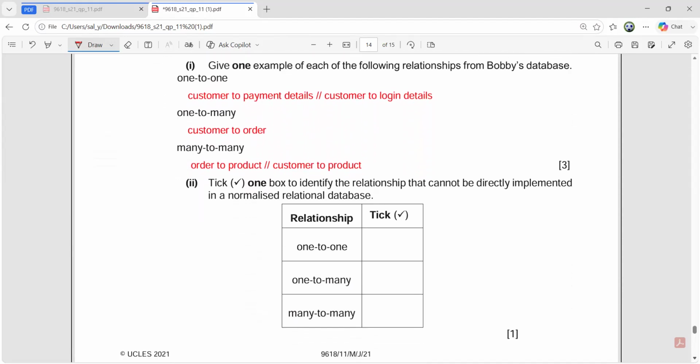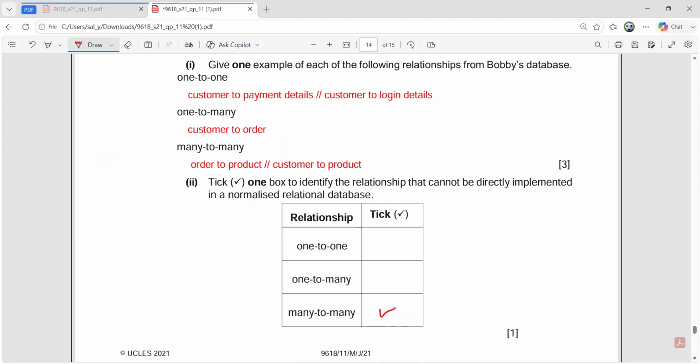Tick one box to identify the relationship that cannot be directly implemented in a normalized relational database. One to many, or many to many. So you can see one relationship that cannot be directly implemented. Now, if you recall, we need a link table in between. So that is many to many. And that is a 1-mark question.